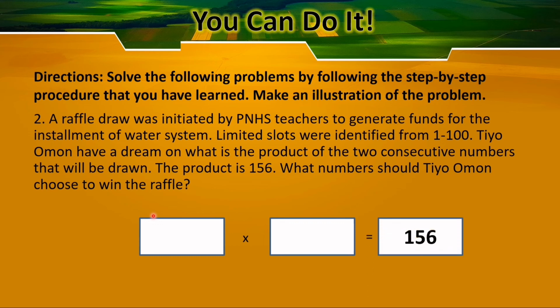So, you can illustrate it this way and also represent it by making a line. So, if you don't want to make use of a box to represent the two consecutive numbers, you can make use of a line.